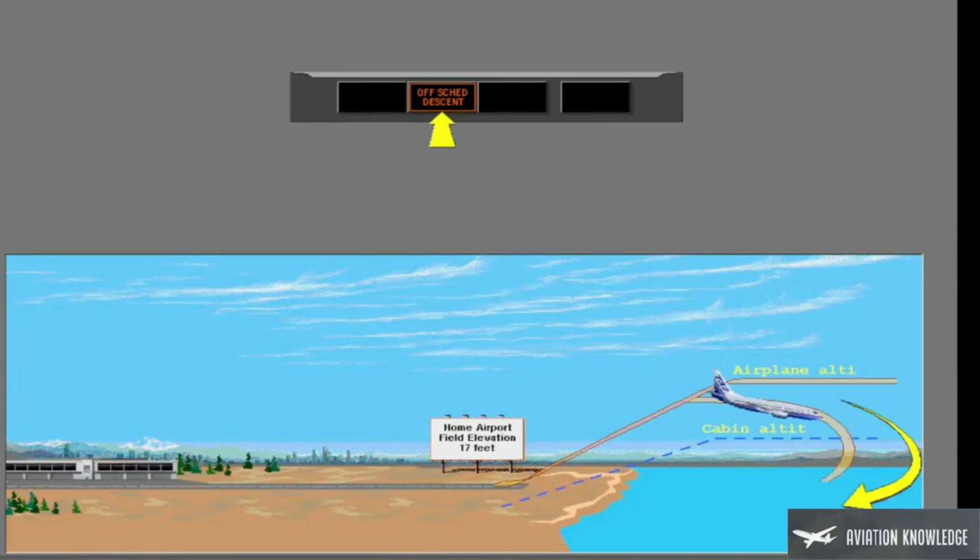For example, if a flight aborts during climb and returns to the takeoff airport, the off-schedule descent light illuminates when the airplane starts to descend. The pressure controller begins a cabin altitude descent to 300 feet below the departure airport elevation. If you start to climb again, the off-schedule descent light extinguishes and the pressurization system continues to operate as usual.